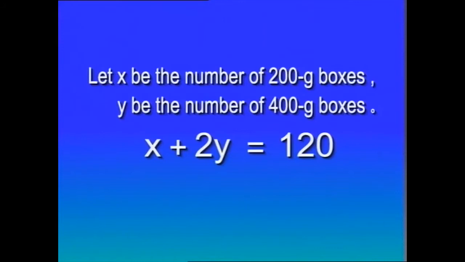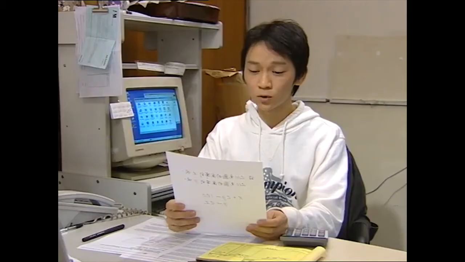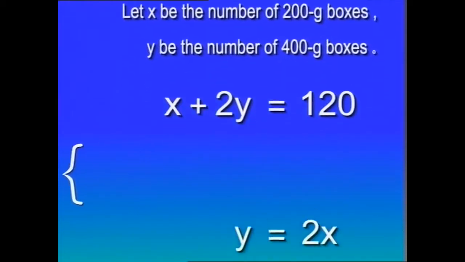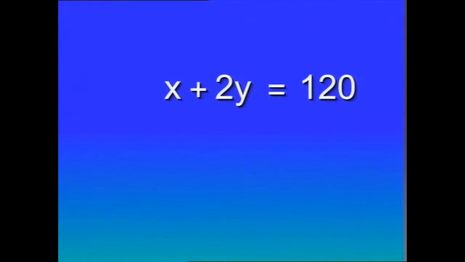According to this data, I assume that the number of 400-gram boxes should be twice the number of 200-gram boxes. Therefore, the second equation is y equals 2 times x. By drawing the graphs of the equations, I'll determine the number of each type of boxes. The first equation is x plus 2y equals 120.